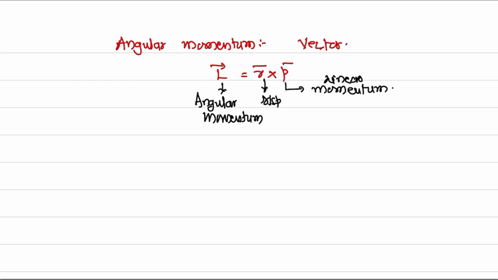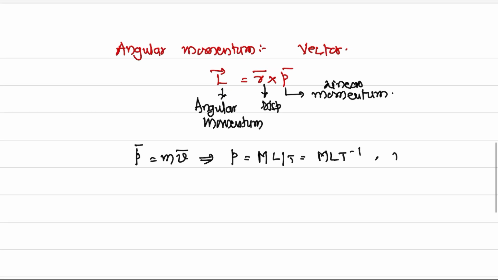P, linear momentum, is nothing but mv. As far as dimensions are concerned, dimensions of P will be: m is mass, velocity is length by time, that is equal to M L T to the power of minus 1, and dimensions of R is equal to L. Therefore, dimensions of L is equal to L into M L T to the power of minus 1, that is M L square T to the power of minus 1.